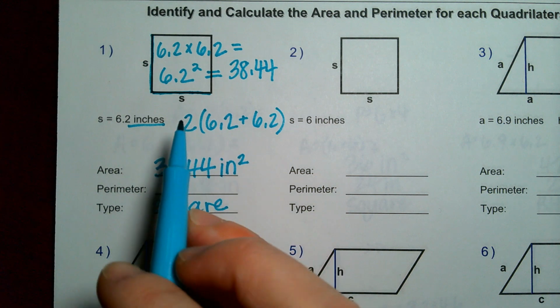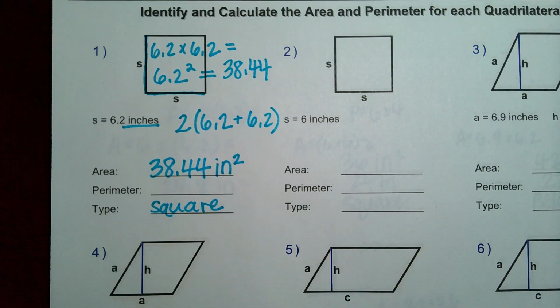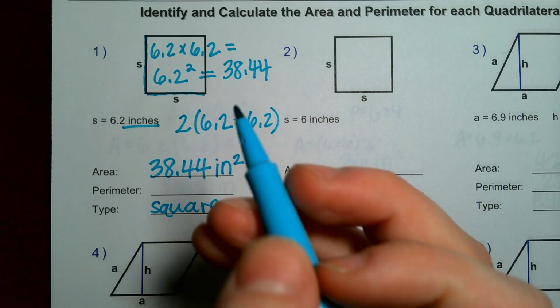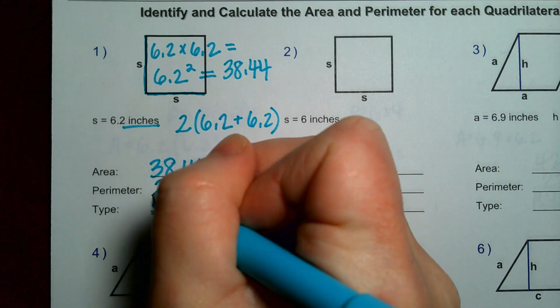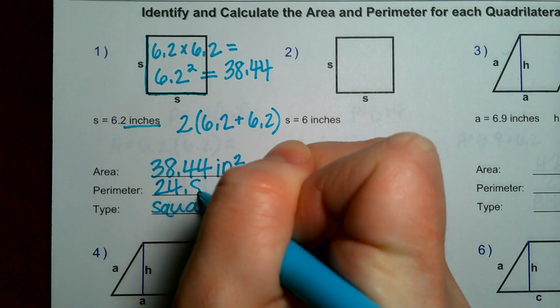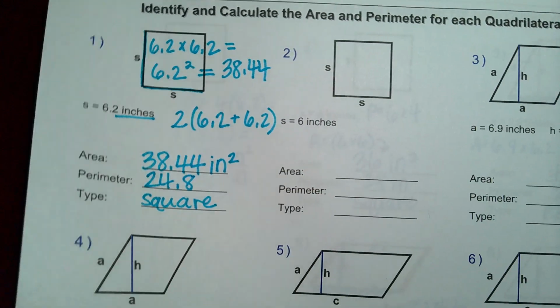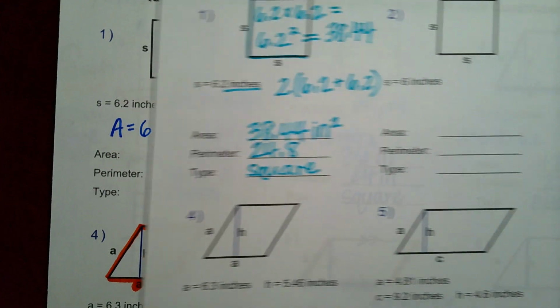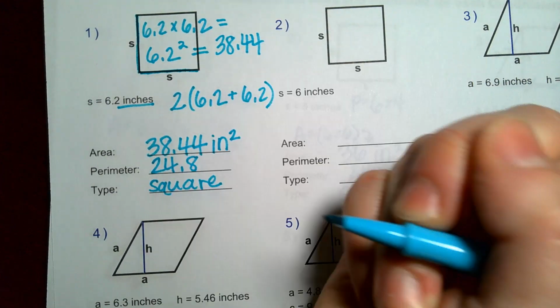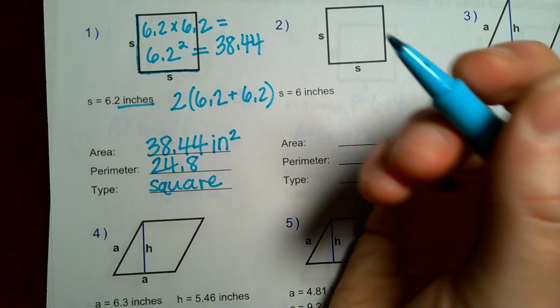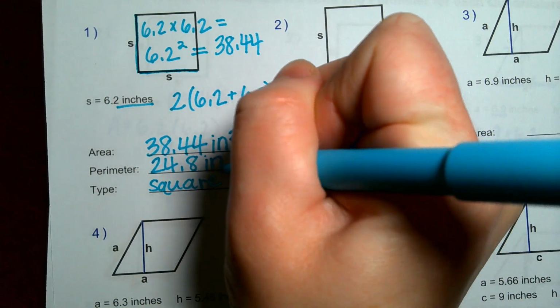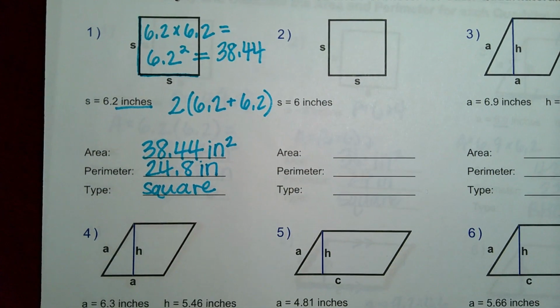Okay, so our perimeter, once we do that, is what? 24.8. You guys get that? Anybody get something different? That's what I got. 24.8. And what's our units? Inches. Good. We're just measuring the distance, the length.